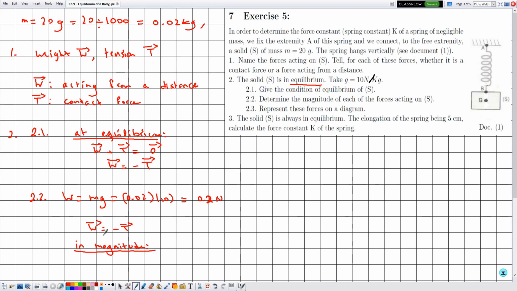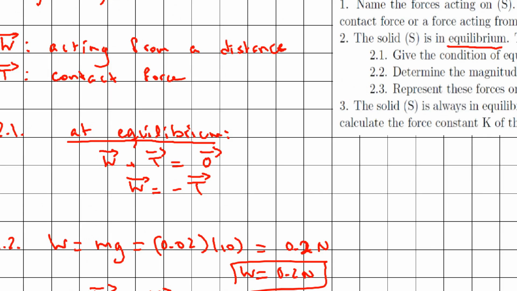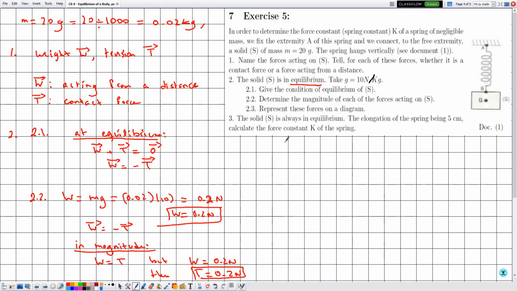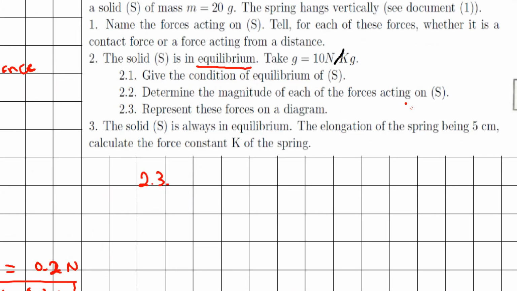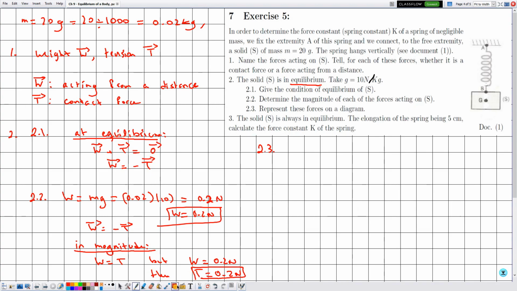So in magnitude, now we drop down the vectors and we remove the minus sign, then W is equal to T. But we know that the value of W is equal to 0.2 newtons. Then the value of the tension is equal to 0.2 newtons. And by this we have determined the values of each of the forces. Here I repeat that we have used the condition of equilibrium because they have stated that the solid S is in equilibrium. Now in 2.3 they are telling us to represent these forces on a diagram. So first let me sketch again the solid S.